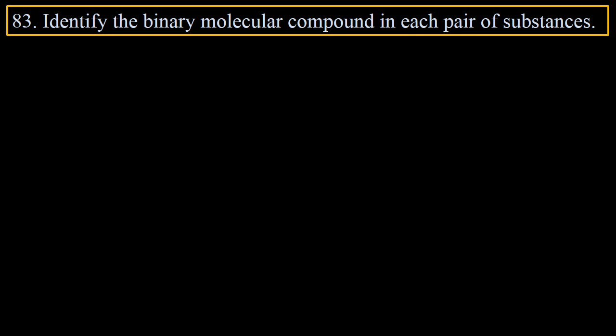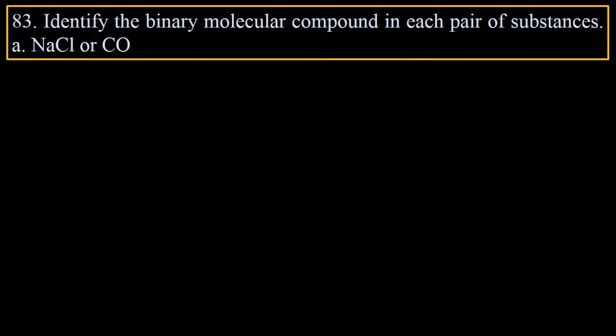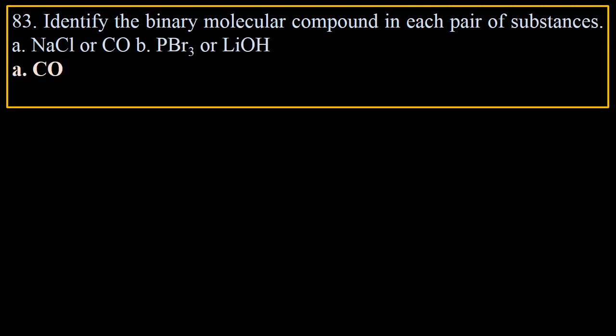Identify the binary molecular compound in each pair of substances: sodium chloride and carbon monoxide. The first one would be carbon monoxide. Sodium chloride is ionic, it's not molecular. How about phosphorus tribromide or lithium hydroxide? It would be phosphorus tribromide. That's molecular. The other one is ionic. Lithium hydroxide is ionic.